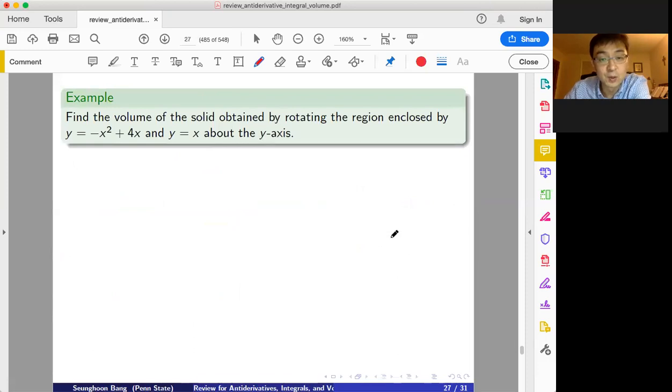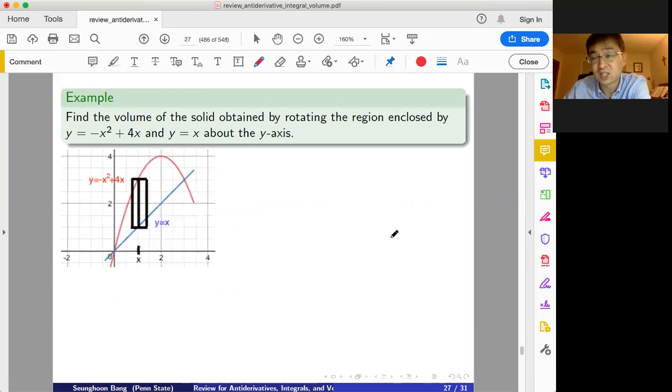Find the volume of a solid obtained by rotating the region enclosed by y equals minus x squared plus 4x and y equals x, same. You can find the intersection point exactly the same as in the previous one. So we have it here. What's the rotating axis? The rotating axis is a vertical line.